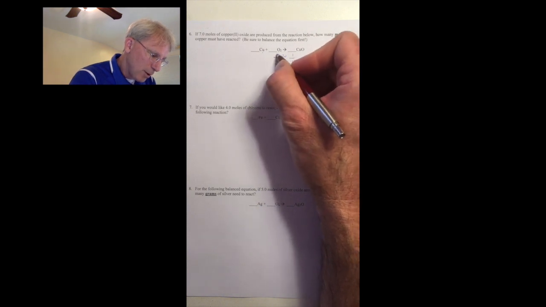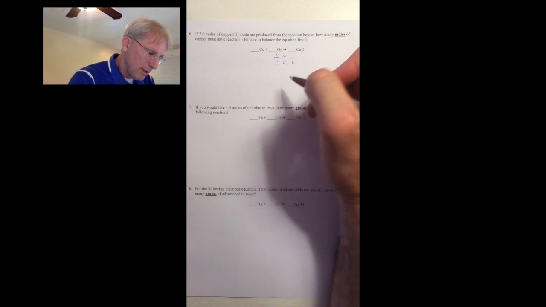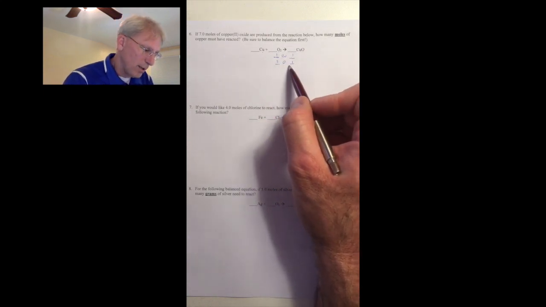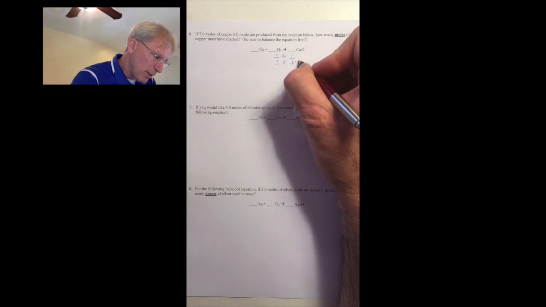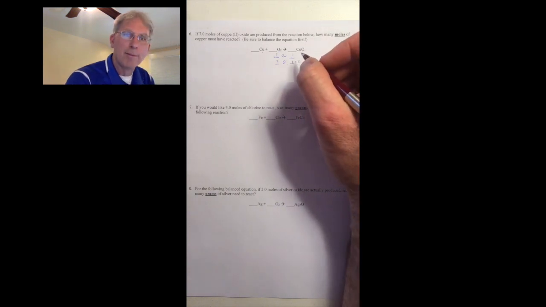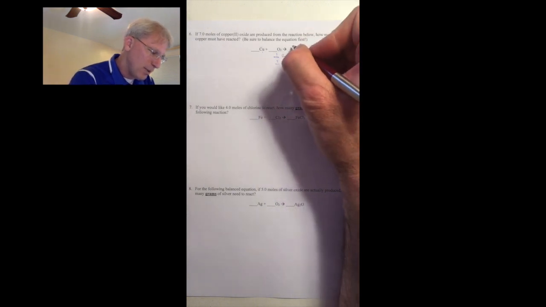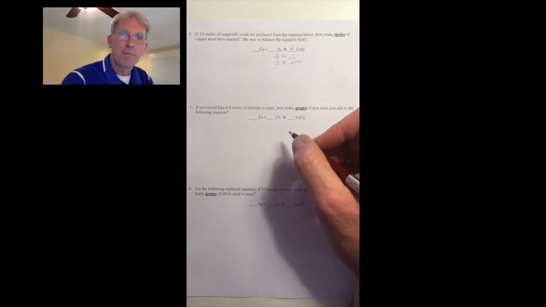So the coppers are okay. I have 1 and 1, but the oxygens are not. I have a 2 and a 1. So I need to multiply this one by 2 in order to make them even, to conserve atoms on both sides. So I need to put a 2 up top here.